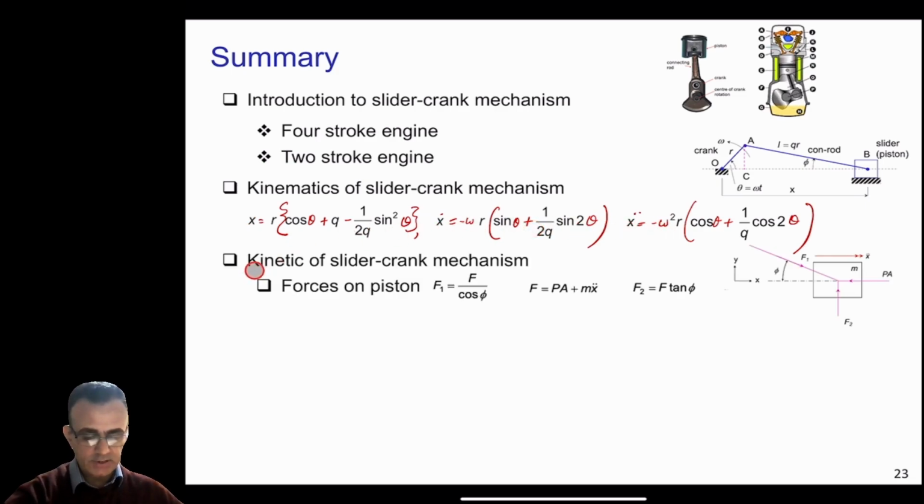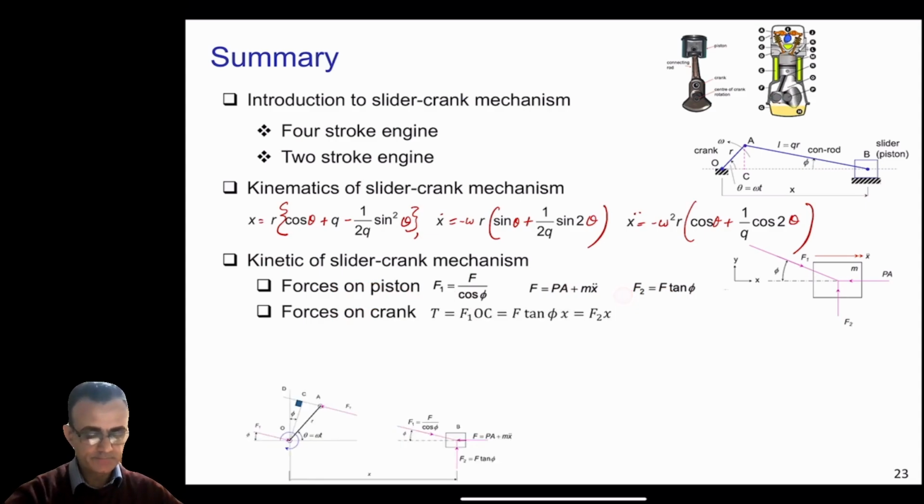And then we also discussed the kinetics of the slider crank mechanism. So we derived the forces on the piston, where F1 is the force of the connecting rod on the piston, F2 is the force of the cylinder on the piston, and PA is the force of the pressure on the piston here. And we can calculate these values using just equilibrium equations. And then we also calculated the forces on the crank, and we also calculated the output torque of the engine, which is T is equal to F1 into this perpendicular distance.